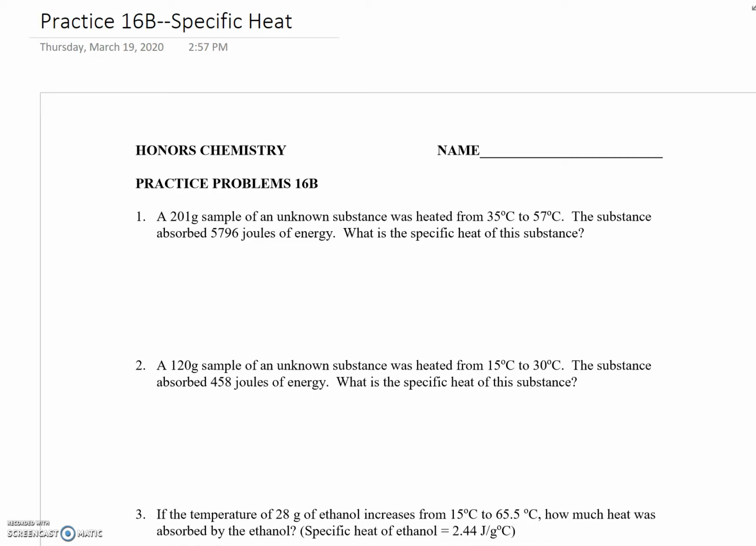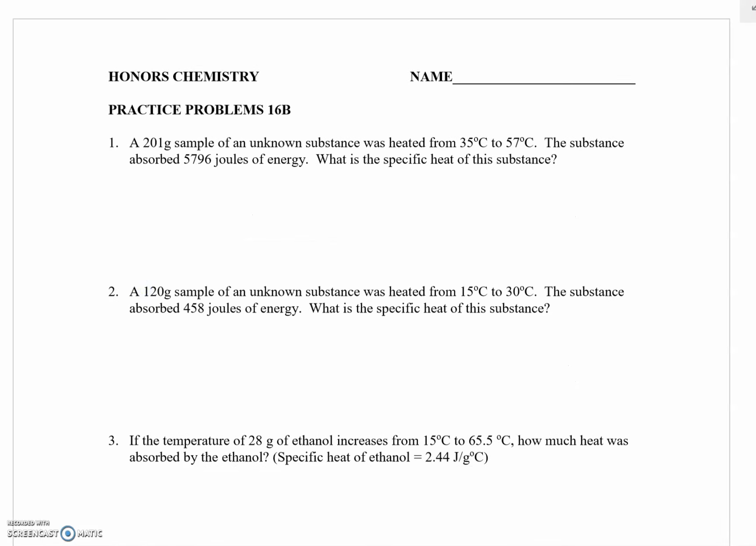Okay, let's take a look. This is the second set of practice problems I was asking you to do. Practice 16B. And don't do numbers 9 and 10 because they'll melt your brain.